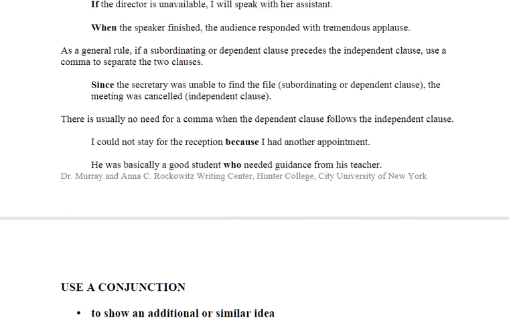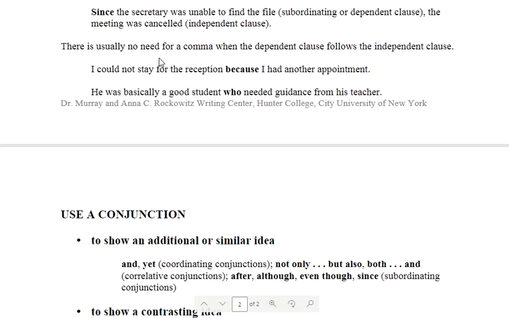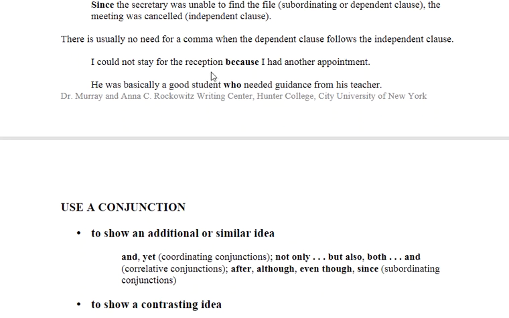That's how we punctuate. And here are some examples on inverting the structure of a complex sentence. There is usually no need for a comma when the dependent clause follows the independent clause. Like the dependent clause comes after the independent clause. Whereas when we drop the comma, there is usually, okay, I could not stay for the reception because I had another appointment. No comma. He was basically a good student who needed guidance from his teacher. No comma.